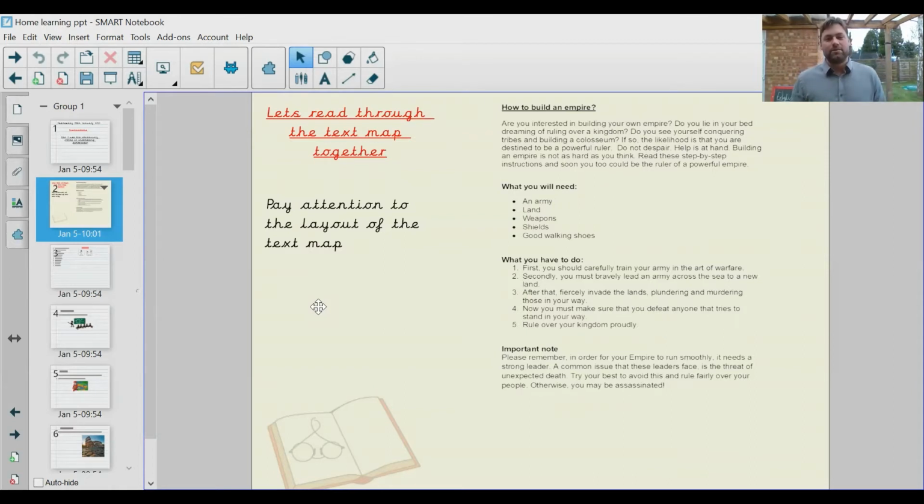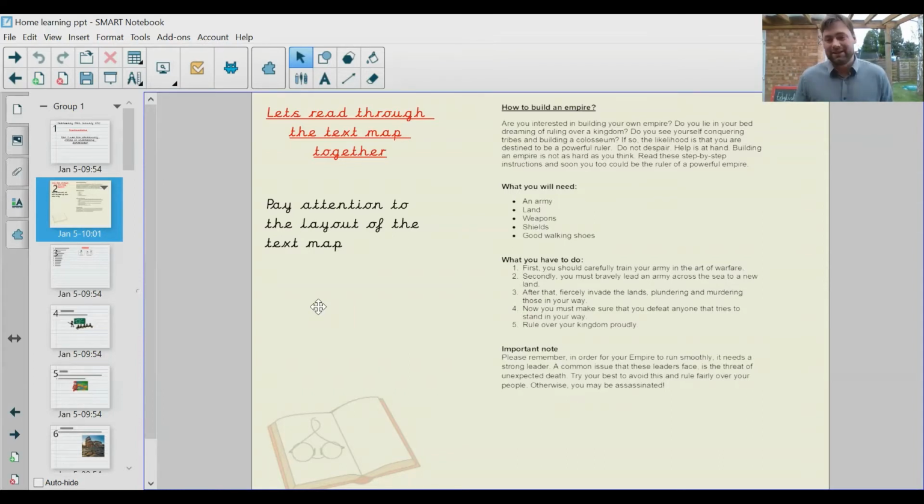Number 4, now you must make sure that you do defeat anyone that tries to stand in your way. And number 5, rule over your kingdom proudly. An important note, please remember, in order for your empire to run smoothly, it needs to have a strong leader.